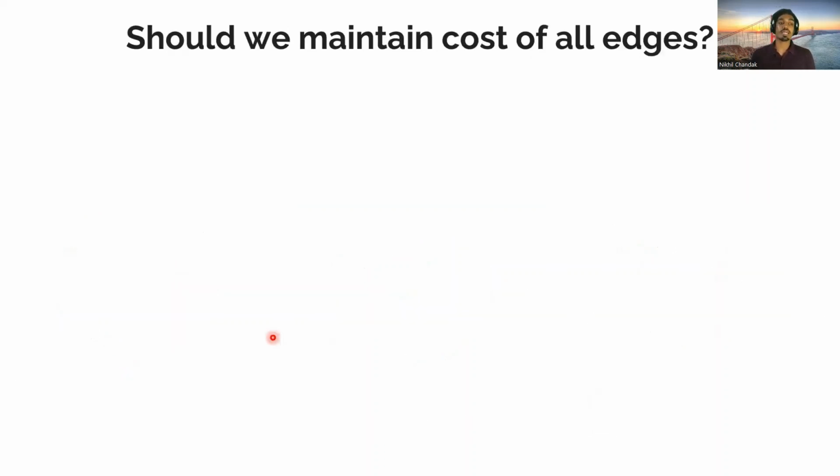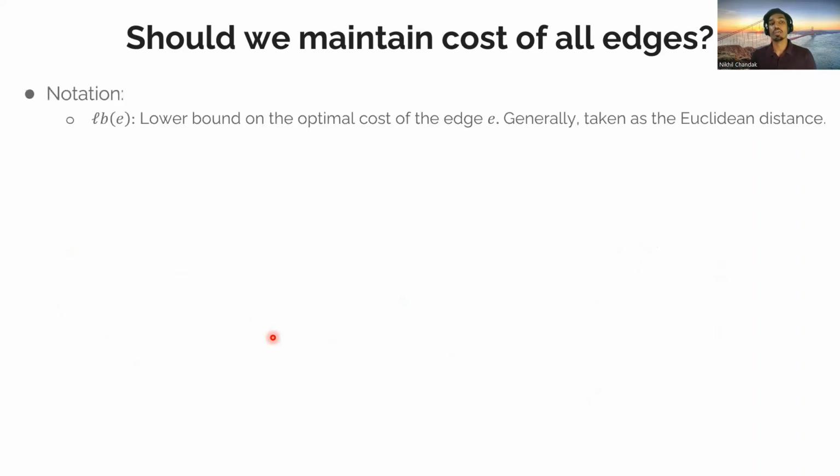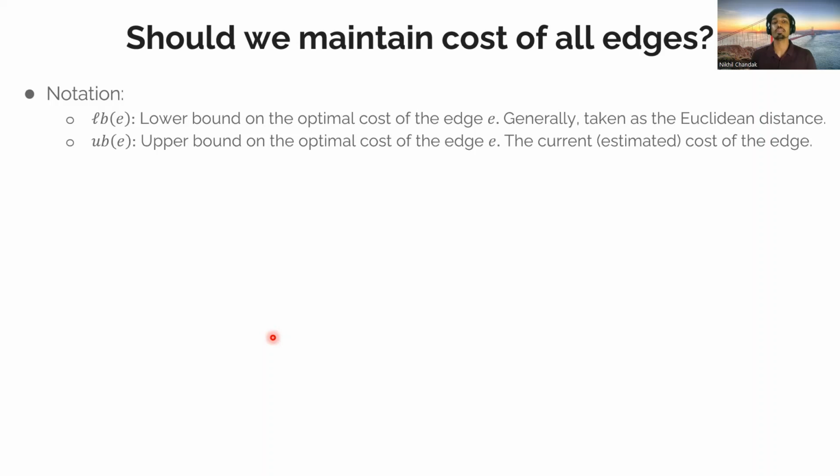One question that one might ask is, should we maintain cost of all the edges? If we can get rid of some of the edges, then we won't have to sample around their region, and thus we can converge quickly. First, we introduce some notation. Let LB(E) be the lower bound on the optimal cost of E. This is generally taken as the straight line or Euclidean distance. Let UB(E) be the upper bound on the optimal cost. This is the current estimated cost of that edge.